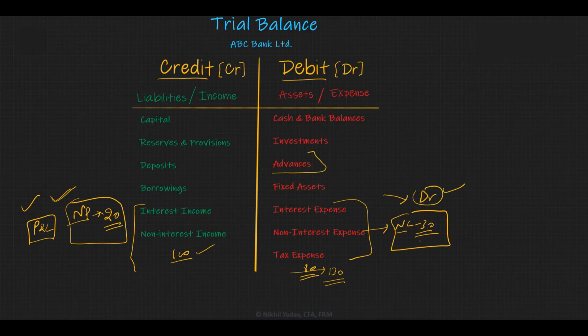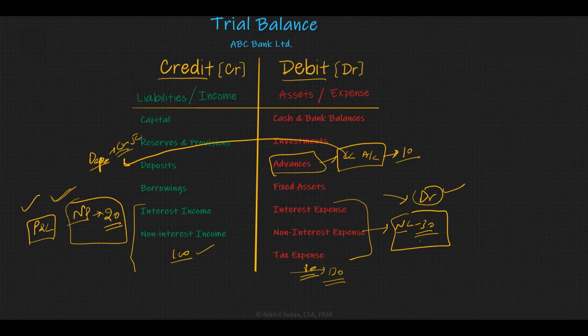This happens in advances as well for CC accounts, wherein the borrower deposits more money than he had borrowed. Let's say he borrowed 10 crores and he later deposits 15 crores. So this will become a deposit account with a credit balance of 5 crores.